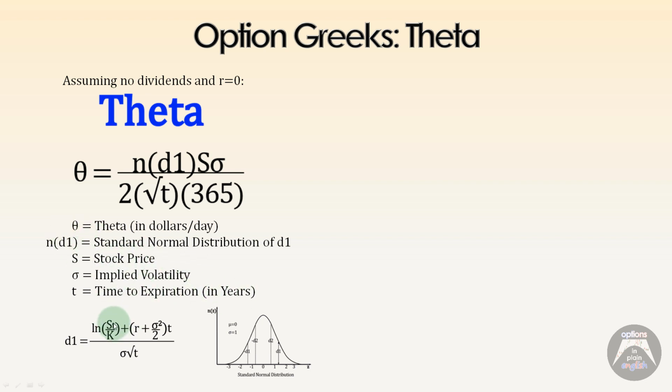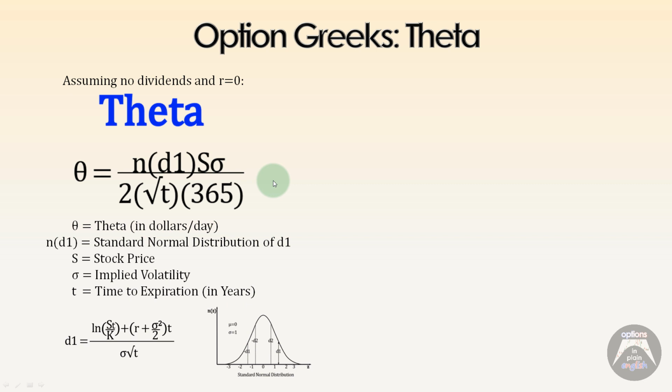Now, what is D1? D1 is a factor that is used when you look at an option pricing model. It is not very important that you understand how this is calculated, but just know that this depends on the stock price, on the strike price, also risk-free interest rate, implied volatility, and time. The standard normal distribution is a normal distribution that has a mean of 0 and a standard deviation of 1. And this is how you calculate the value of n of D1 based on this curve and which value it has at a certain point in the curve.